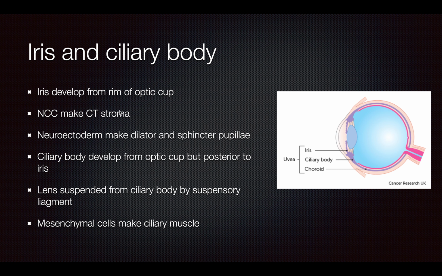The iris will form from the rim of the optic cup, and the neural crest cells will make the connective tissue stroma. The neuroectoderm will make the dilator and the sphincter pupillae, and the ciliary body will develop from the optic cup, but it's posterior to the iris. The lens is suspended from the ciliary bodies by the suspensory ligament, and the mesenchymal cells will make the ciliary muscles. Ciliary muscles are important in accommodation, so focusing of the eye.